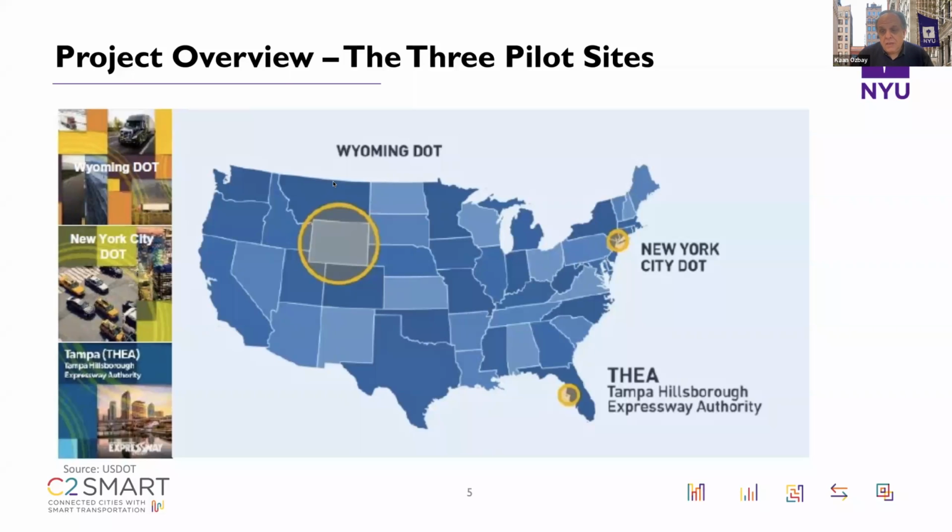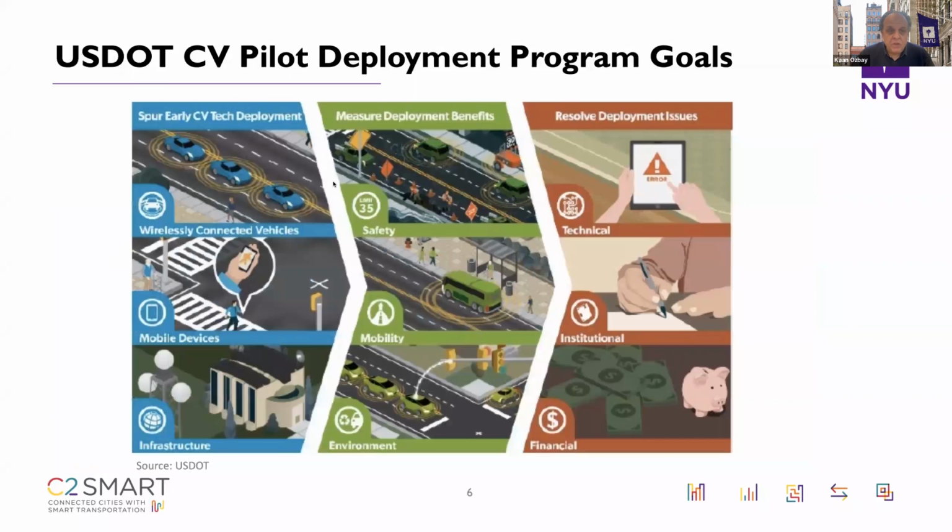I just want to say, if it works in New York, it will work anywhere else. So I just want to say that it really is important. The US CV pilot deployment program has different goals. Obviously, one is early deployment, then measuring the benefits of this deployment, and that's what we were mainly involved in, and then resolving some of the deployment issues.